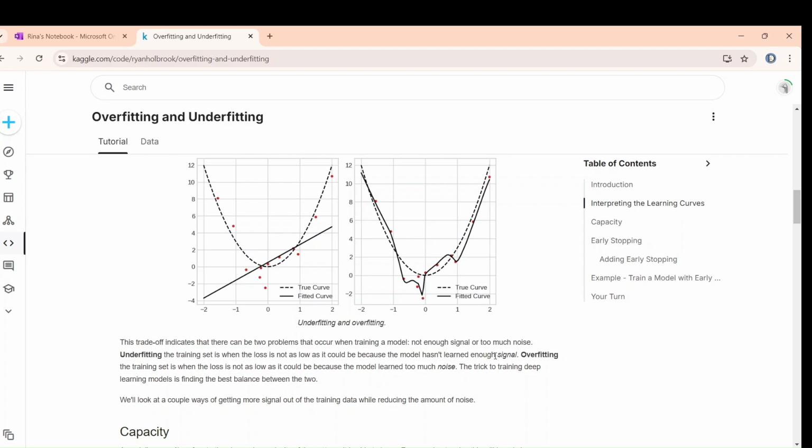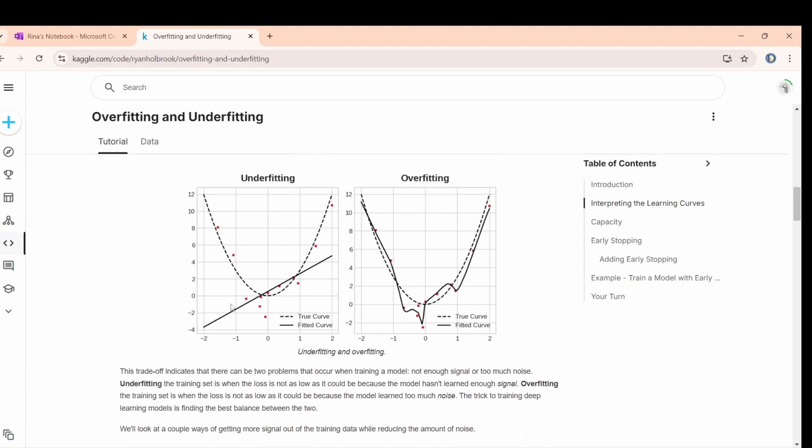Underfitting the training set is when the loss is not as low as it could be because the model has not learned enough signal. The model has not captured the value, so it is unable to perform. So the loss is not getting reduced. Fine. Next one is overfitting.